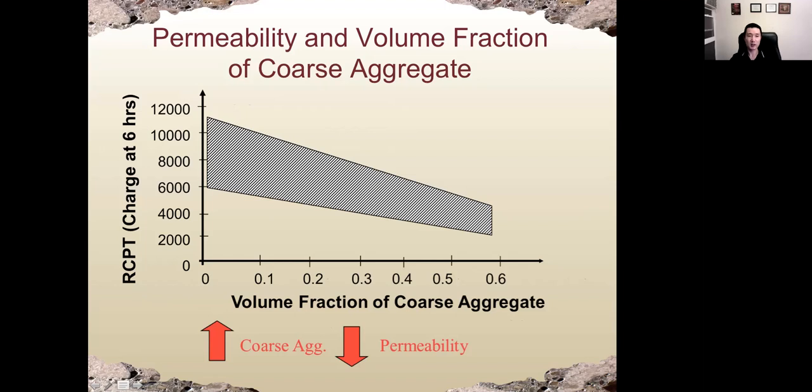And here shows another test, which is how the volume fraction of coarse aggregate matters. As we know, normal coarse aggregate is less permeable compared with typical cement paste. So if we increase the volume fraction of coarse aggregate, the concrete permeability will be lower. As we can see from here, if we increase the volume of coarse aggregate, the RCPT value will be lower. Again, here is just an example of how people check how different mix proportions affect concrete permeability.